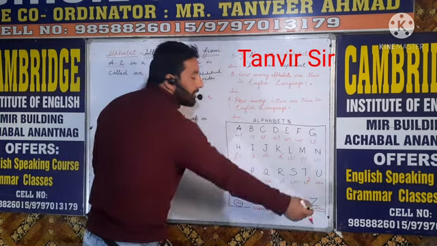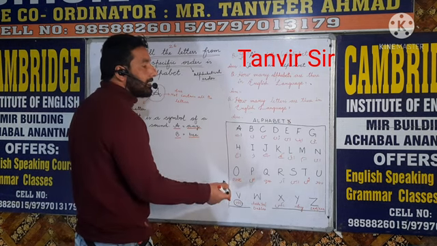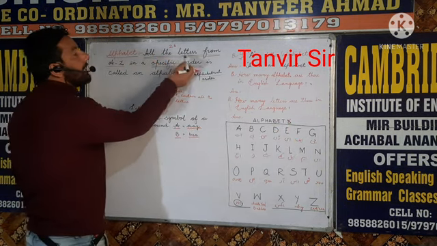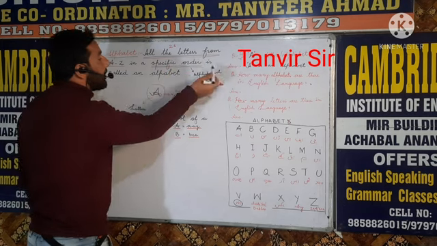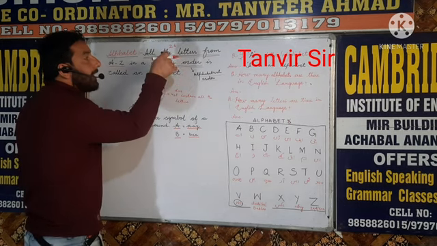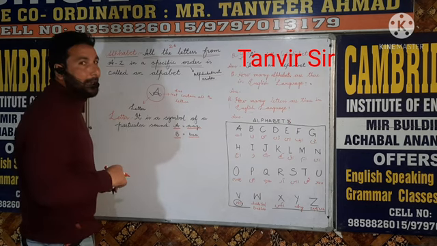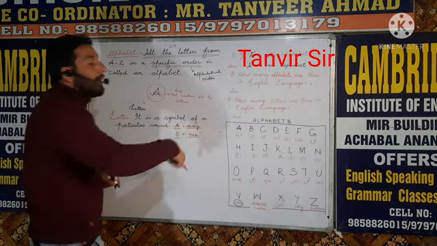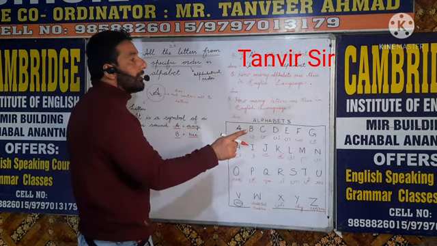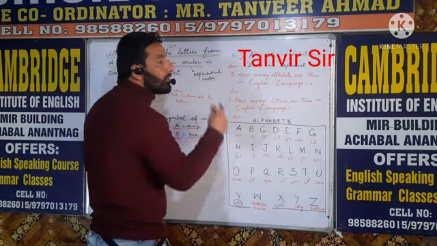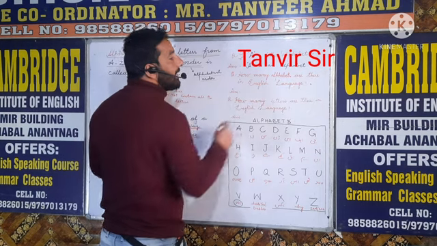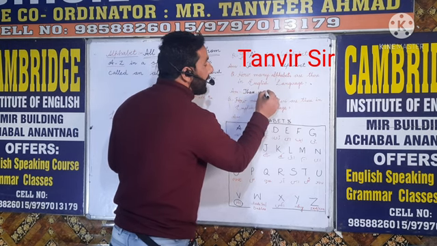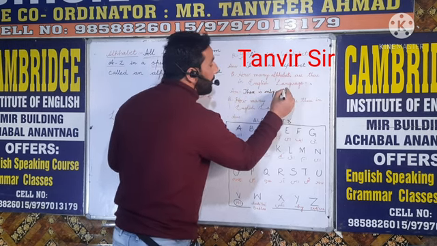Now you have seen the chart hanging in lower classes, and its title is alphabet. According to the definition, all the letters from A to Z in a specific order is called an alphabet. So alphabet is actually a group name given to the letters. When we have a group name, it is not plural, it is always singular. So how many alphabets are there in the English language? There is only one alphabet.